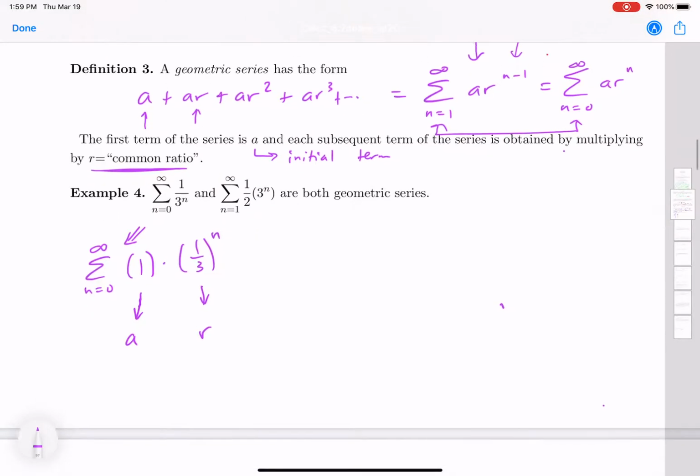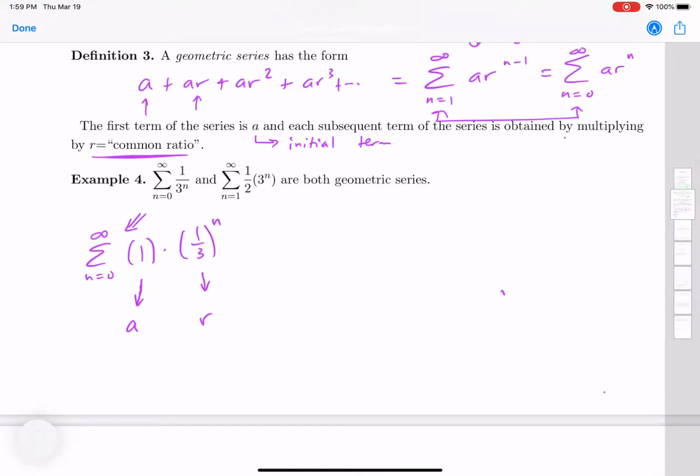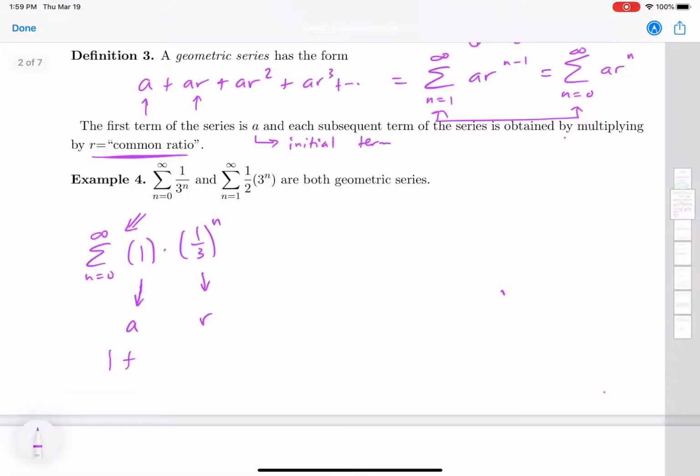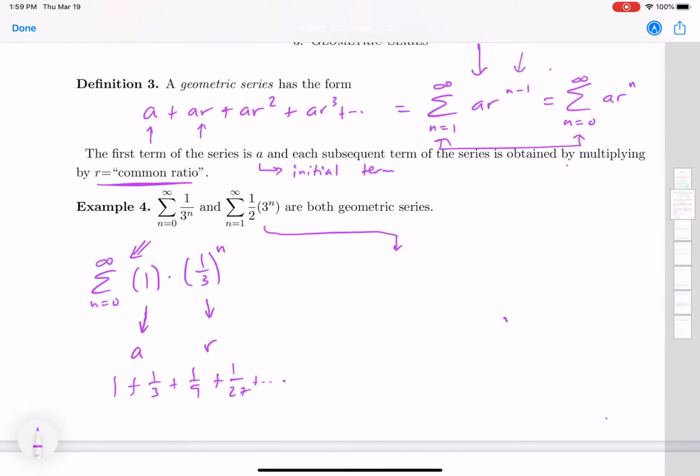And if I wrote out the first few terms of this, plug in n equals 0, you get 1 over 3 to the 0, which is just 1. So this is 1 plus 1/3 plus 1/9 plus 1 over 27, etc. This one looks a lot more like that form right there. It kind of looks like my A would be 1/2.